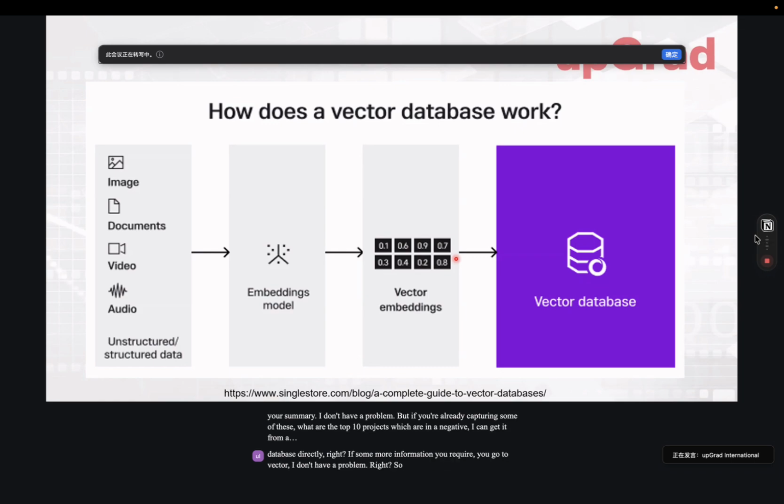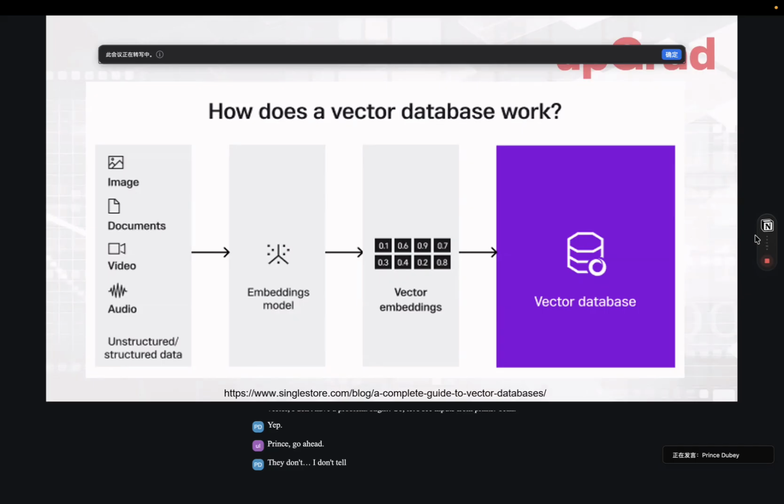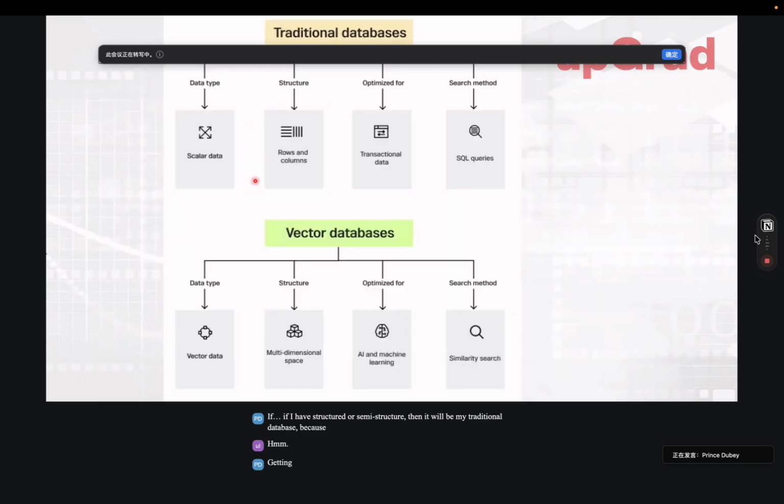So let's see inputs from Prince. If it is heterogeneous in terms of format, like images, documents, and video, then definitely it will be vector databases. If I have structured or semi-structured data, then it will be my traditional database, because for getting a top 10 out of it, traditional databases are better.